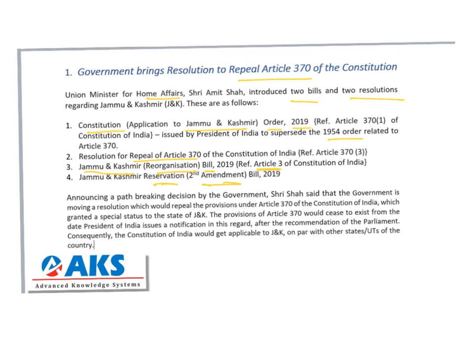So, the crux of these resolutions is that the special provisions under Article 370 of the Constitution, which were hitherto bestowed upon the state of Jammu and Kashmir, granting it a special status, is no longer available. Thus, from now on, after the President's notification, J&K would be treated on par with other states and union territories of the country.